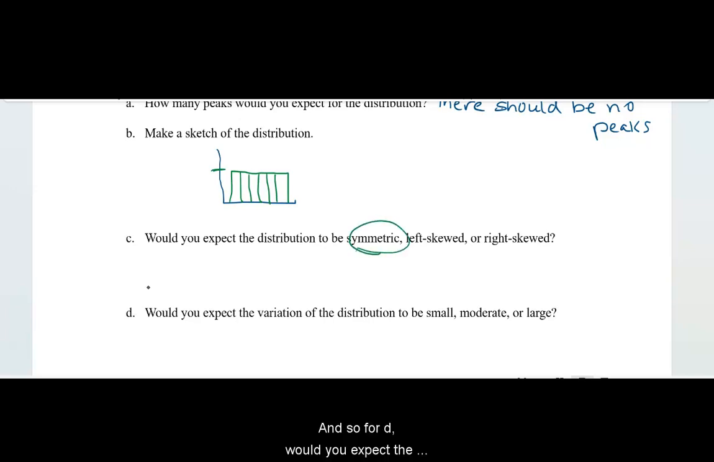And so for D, would you expect the variation of the distribution to be small, moderate, or large? The variation we would expect to be large because addresses can end in any of those 10 digits. And so we would expect the variation to be large. Now, we're going to get more into variation when we get into the video all about standard deviation, and we'll talk more about variation then.